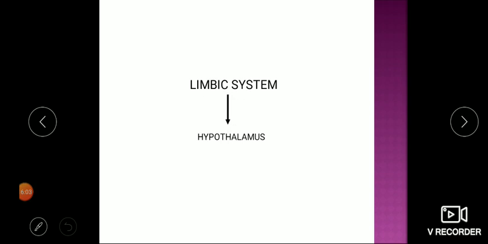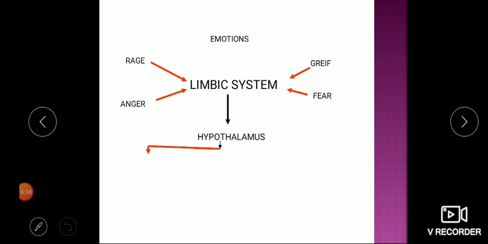Now the hypothalamus is under control from the limbic system. The limbic system, which is an emotional brain, has different emotions. These are rage, anger, grief, and fear. All these negative emotions lead to stimulation of the hypothalamus, leading to fight and flight reactions of the body. They prepare the body either to fight or flee, leading to an increase in blood pressure and an increase in heart rate.